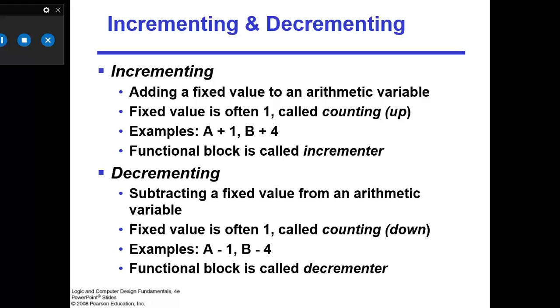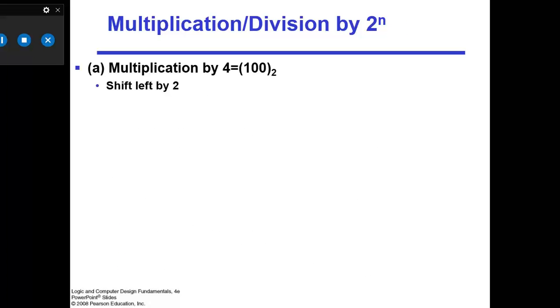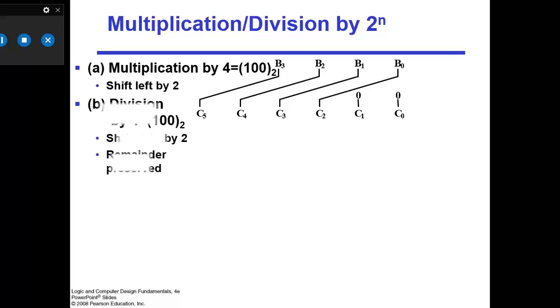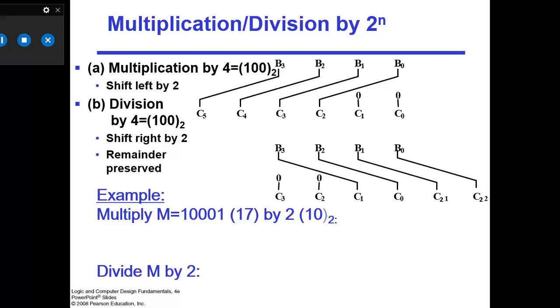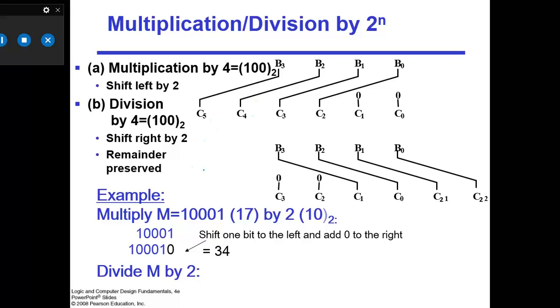So let's say we want to do incrementing, adding a fixed value to an arithmetic variable. The fixed value is often 1, which is counting up, and these are called increments. Or we can have a fixed-value decrement as opposed to an increment, or we can have multiplication or division by a fixed number, such as shift left by 2. So we can use this rudimentary logic, and this is very easy to understand if we know binary numbers. If we shift the number 1 bit left and add a 0, the number is multiplied by 2.